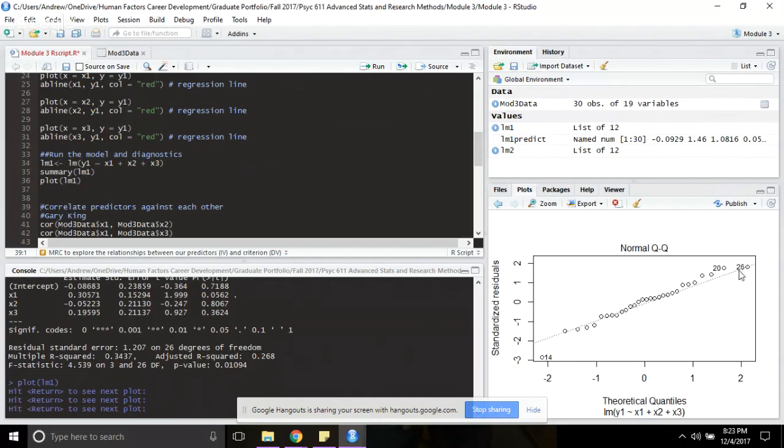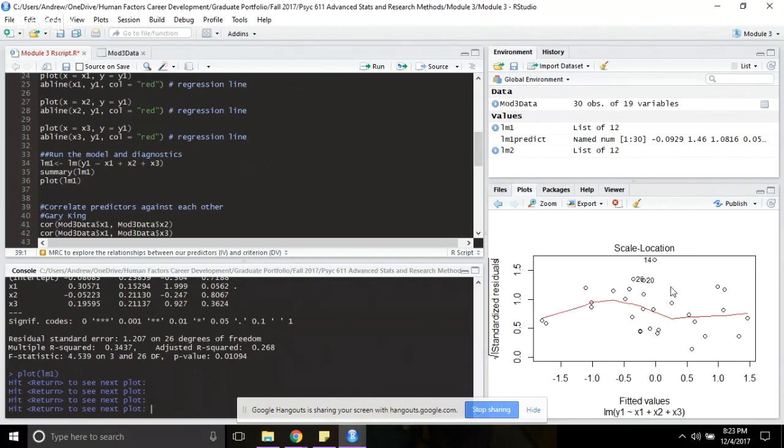Next, we have our QQ plot, which this line represents the normal distribution of our errors. 14's looking kind of out of place, and we would want this line to fit. We would want our observations to fit exactly on the line, our residuals. Next, this is our standardized residuals.